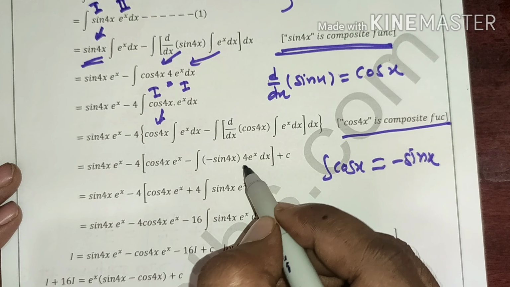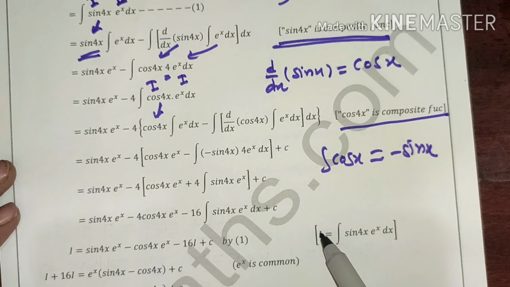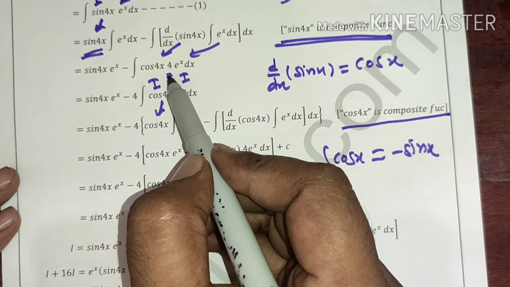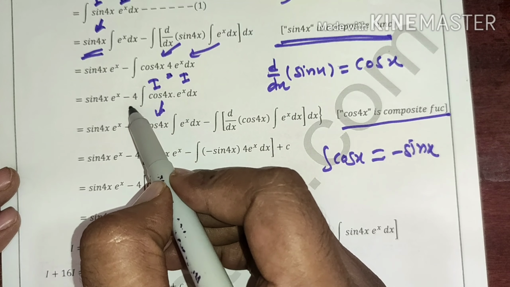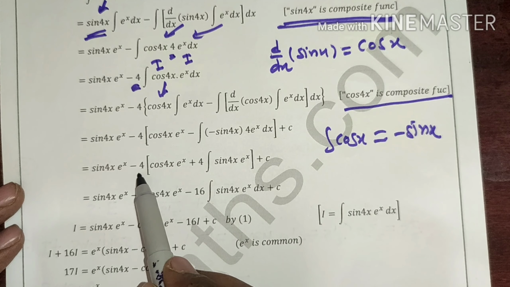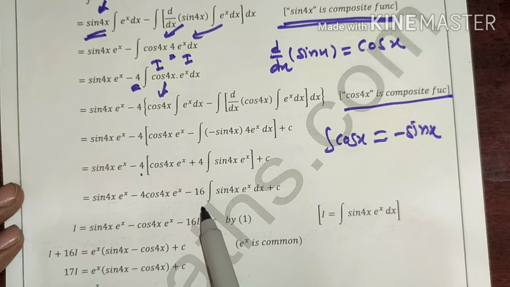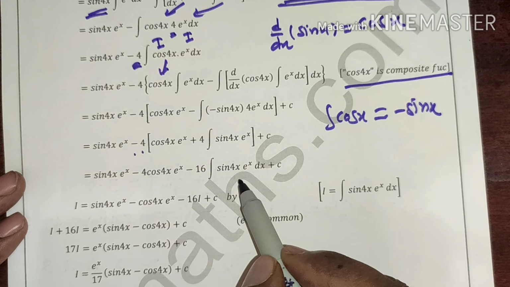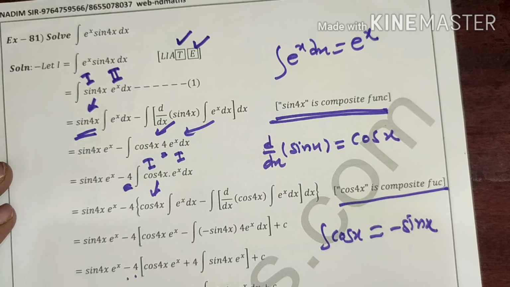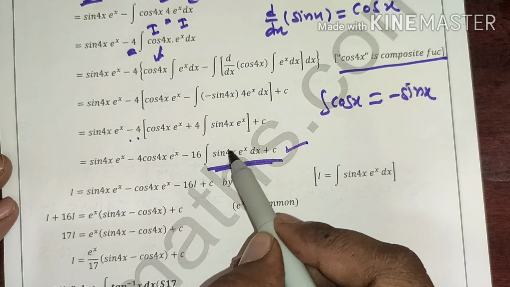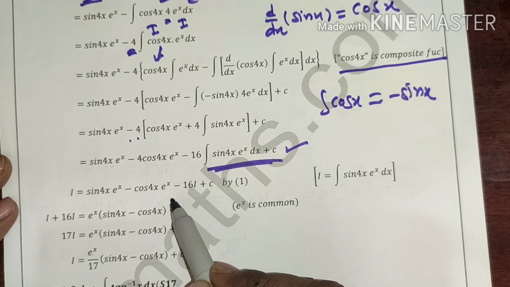Integration of e raised to x is e raised to x, and this minus becomes plus. This 4 we take outside the integration because 4 is constant. Here also 4 is constant, so we take it outside the integration. See here, we multiply this outside 4 inside the bracket: 4 into cos 4x, and 4 into 4 is 16, and minus plus becomes minus. See, this is our integral, it is I. So we replace this term by I, so this becomes minus 16I.